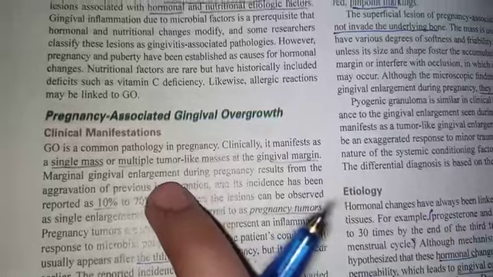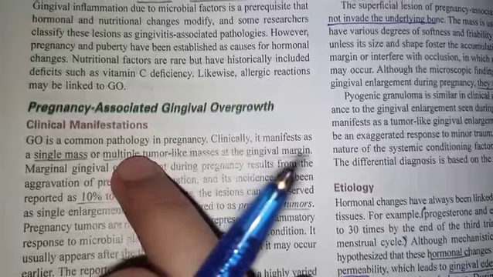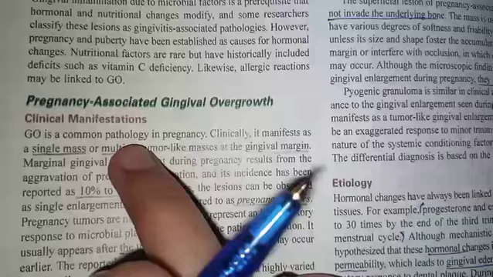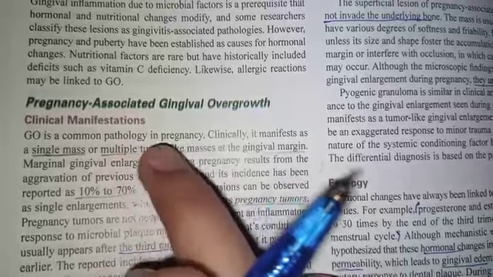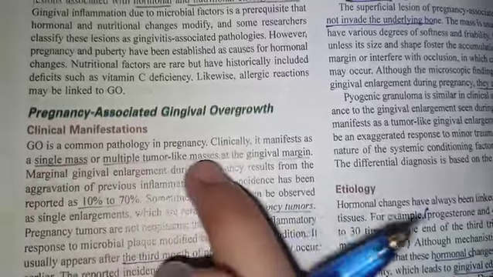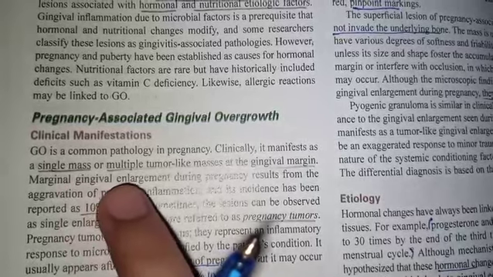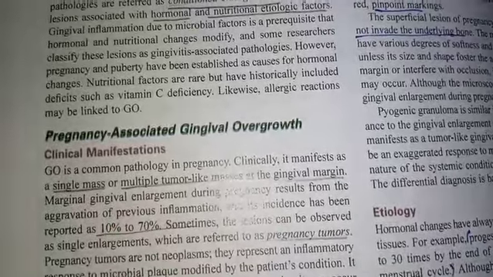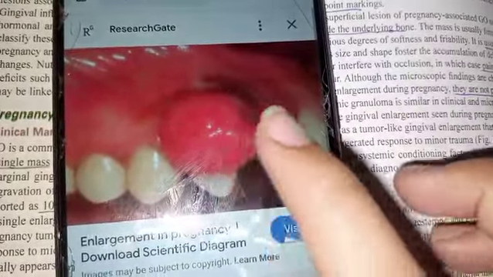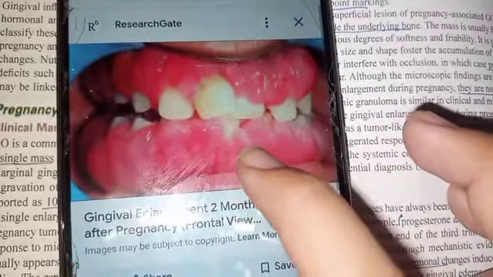So with women that are pregnant, the clinical manifestation of gingival overgrowth is a common pathology. It is very common in pregnant women. Clinically, how does it present? It will be a single mass or multiple tumor-like masses on the gingival margins. So it can be a single mass like this on the gingiva, or it can be multiple tumor-like masses on the gingiva.